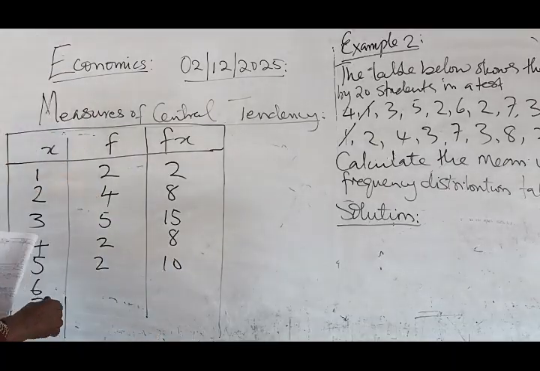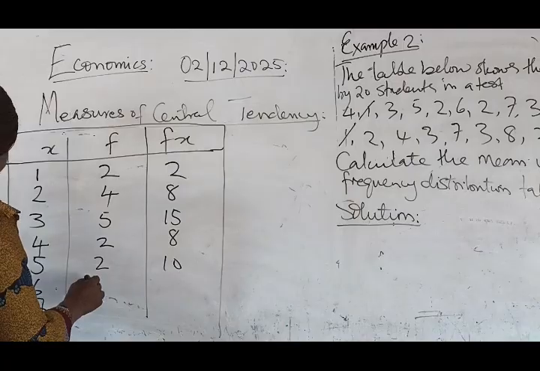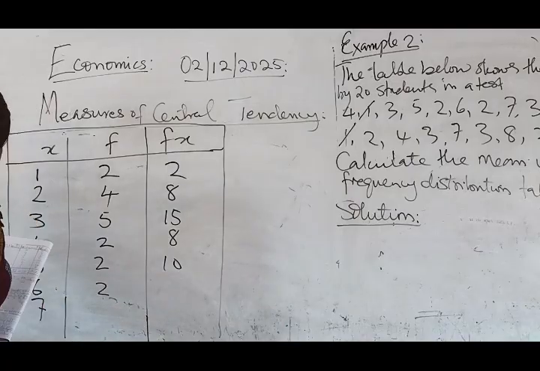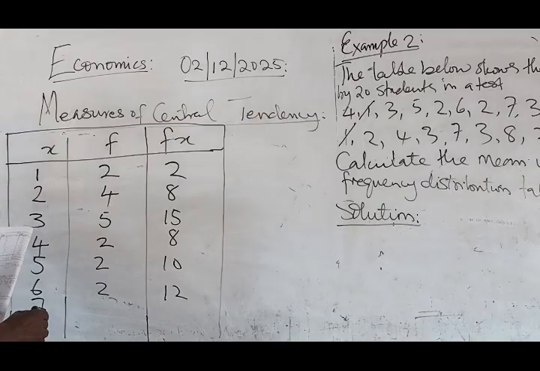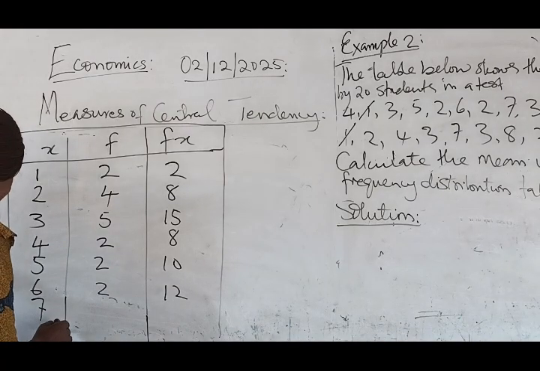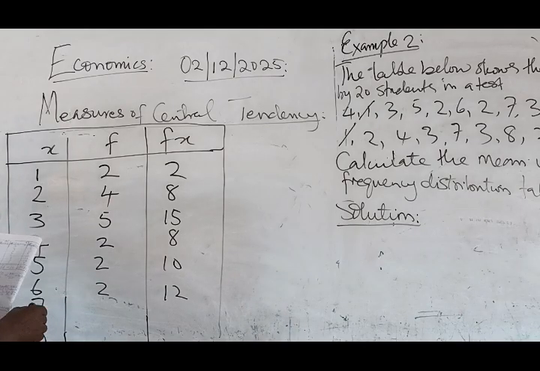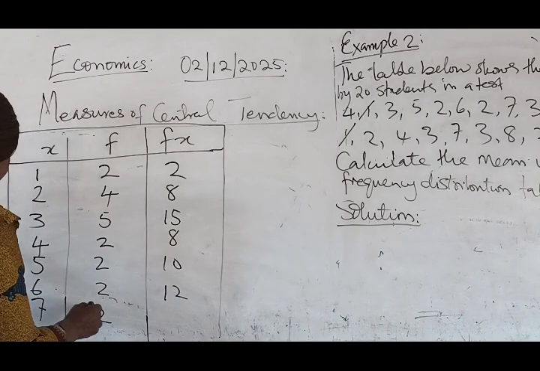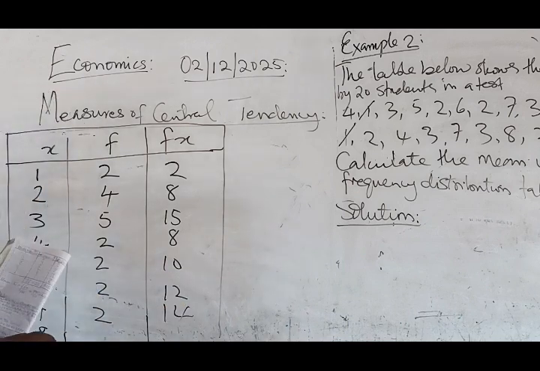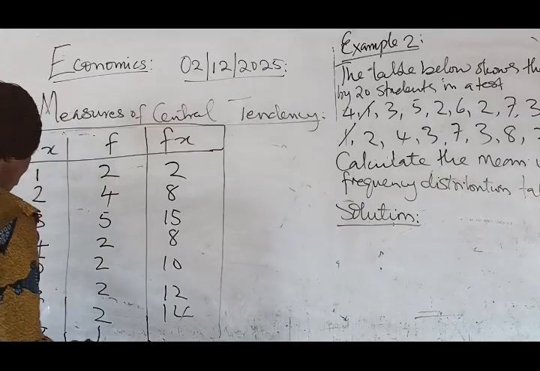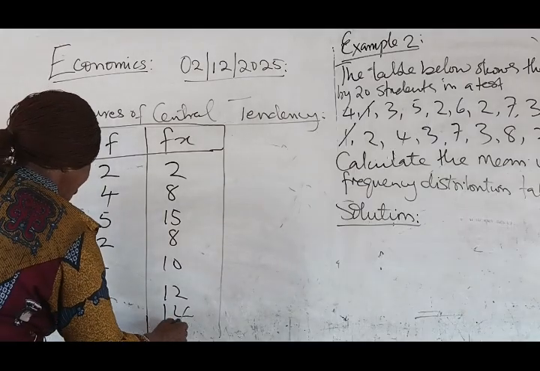6 appears 2 times. 6 times 2 will give us 12. Then 7 appears 2 times. Remember the last figure there is 8, which is the highest. So 7 appears 2 times. 7 times 2 will give us 14. Then 8 appears once. So 1 times 8 will give us 8.